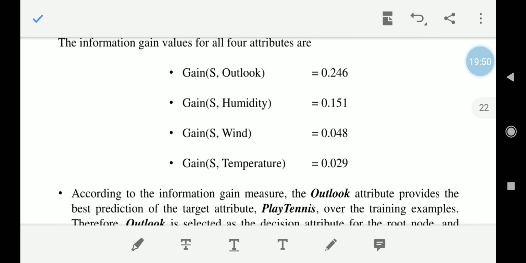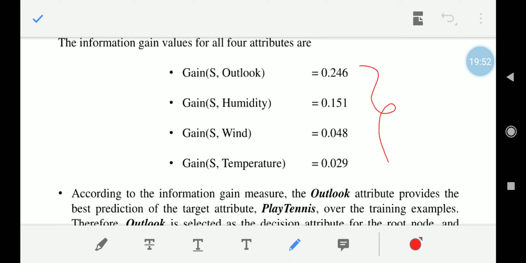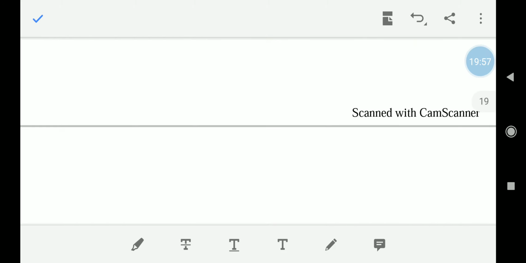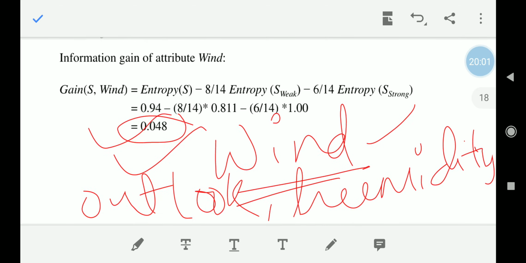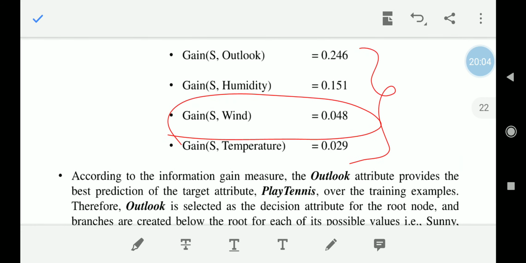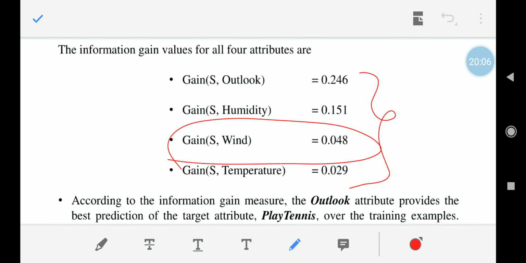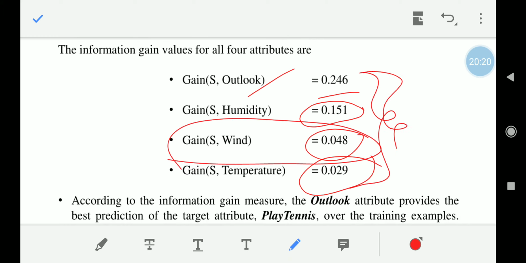Like that we have to do it for temperature and outlook. So we are getting these values. We have calculated for wind 0.048. Like that we have to calculate for other attributes also. We are getting for outlook 0.246. For humidity we are getting 0.151. For wind we are getting 0.048. Then for temperature we are getting 0.029. Then what you have to do, you have to compare all these gains. Which has the most gain?